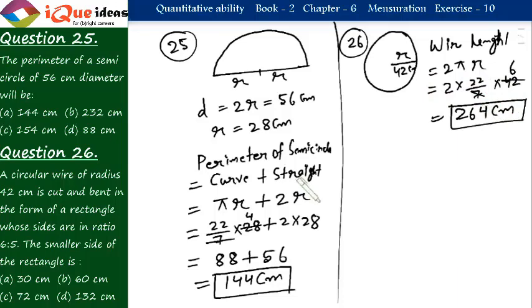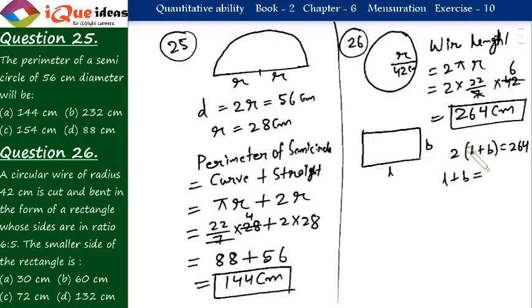Now this wire is bent to form a rectangle. Let's say the length and breadth of the rectangle are L and B. Now the total circumference of the circle must be equal to the total perimeter of the rectangle, right? Because the same wire has been used. So the perimeter of the rectangle, 2 times L plus B, should be equal to 264. So L plus B should be equal to half of 264, that is 132.